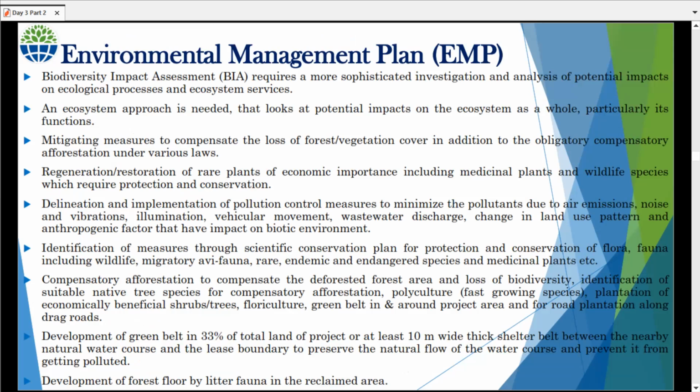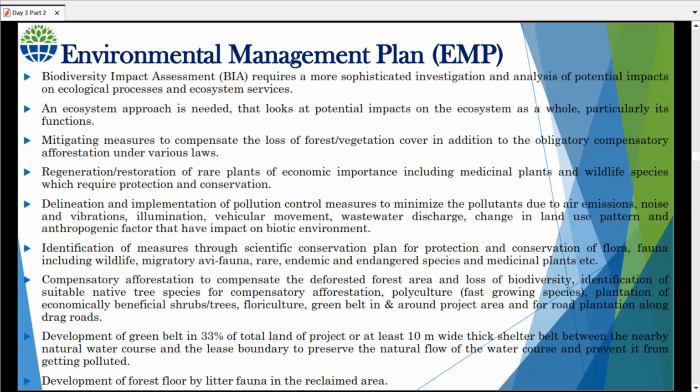Under EMP, because EMP is important under EIA, this requires a sophisticated investigation and also analysis of potential impact on ecology biodiversity due to the developmental activity in question. So this ecosystem approach is required that looks at potential impact on a particular area or ecosystem where your project should be located. Mitigation plans are required to compensate the loss of forest or vegetation cover, whatever is due to the obligatory compensatory forestation. So regeneration or restoration of rare plants, if any, we have to provide. Medicinal plants are required, medicinal wildlife species are required, documentation and protection conservation.